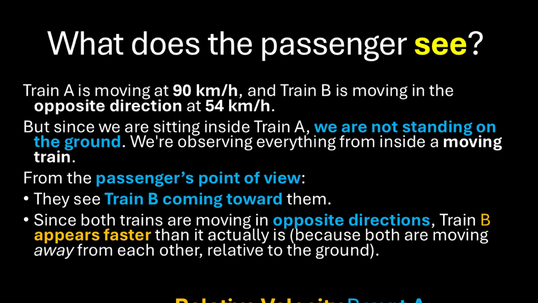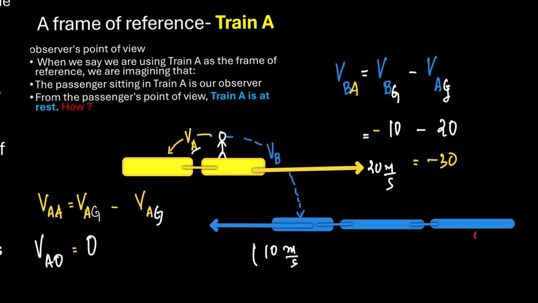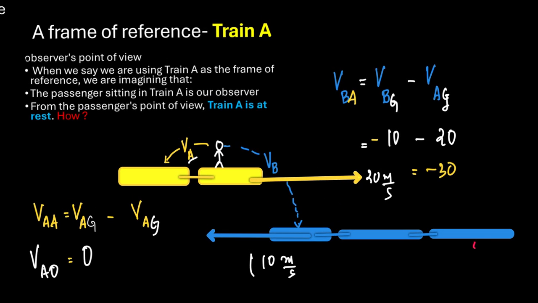Now, how will it appear faster? That is where the significance of this calculation comes into the picture. A train which was coming at 10 meter per second appears to be coming at minus 30 meter per second when you shift the frame of reference from the ground to train A. Does that make sense?